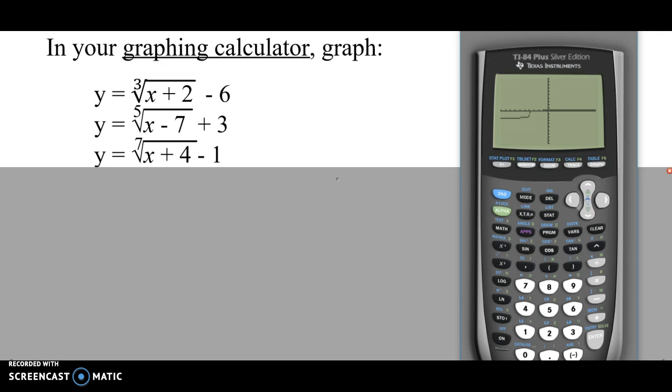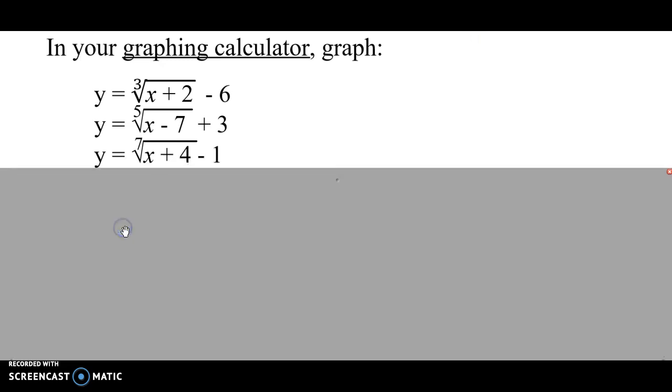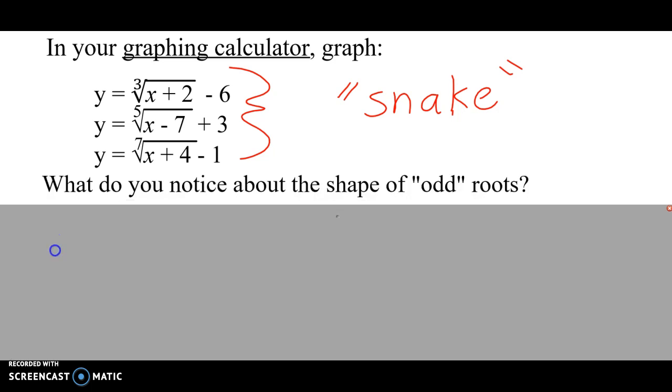What's the seventh root of 2? It's a really small number. So the bigger the root, it's going to get shorter and shorter because our outputs are getting way smaller. So what did we determine about all of our odd roots? The outputs get small, and the shape is the snake shape. All of them: 3, 5, 7, and if we kept going, 9, 11, 13, 15, they're all snake shape.